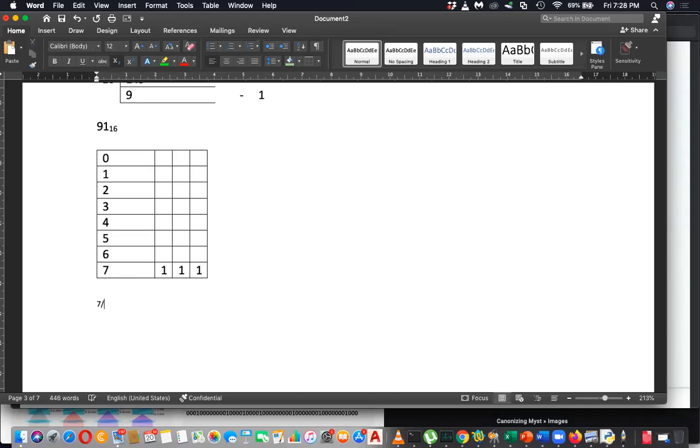Because 7 divided by 2 is equal to 3 remainder 1. 3 divided by 2 is equal to 1 remainder 1. Therefore it is 111. Can you write the other binaries quickly? Can you fill in the other binaries quickly?